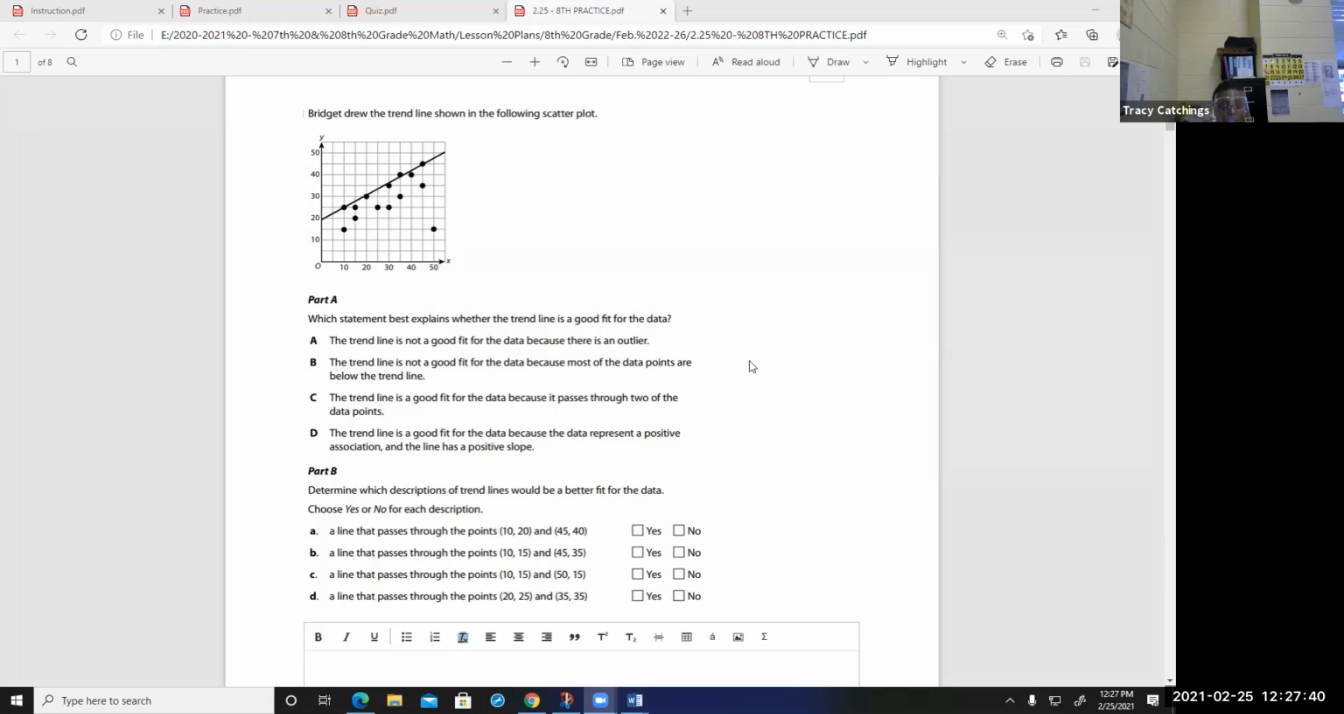All right. Number 1 says, Bridget drew a trend line shown in the following scatter plot. Part A asks us, which statement best explains whether the trend line is a good fit for the data? Look at that trend line. What do you notice?